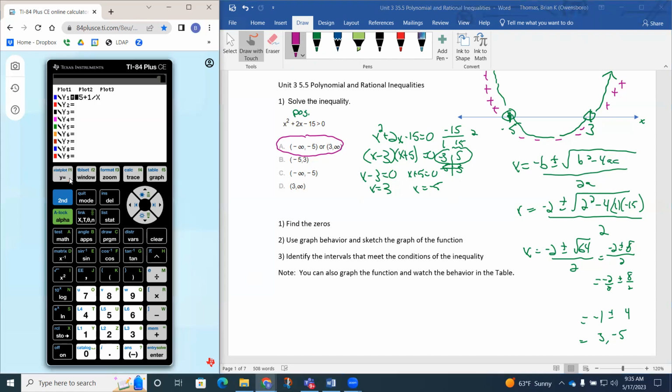So if I hit y equals, clear this off and type in x squared plus 2x minus 15, if I graph that, you can see we're getting the same kind of thing here. The zeros are negative 5 and 3. And remember, you can also use the calculate button to find zeros that way. So if I hit second table, you can also see that if you look here, there's that negative 5.